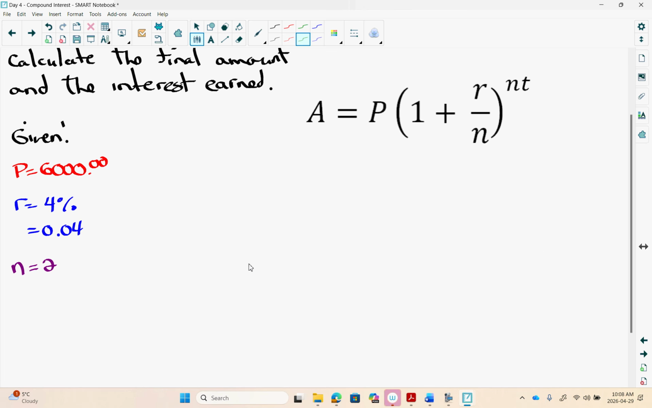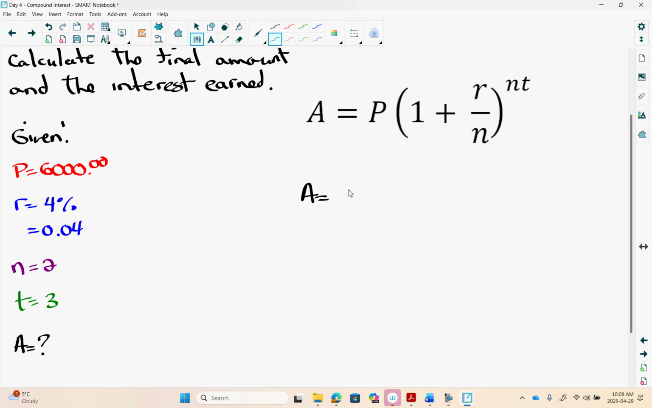What does the 3 represent? That's the time. And it's in years. So I don't have to divide by 12 like I do if it's in months, or divide by 365 like I do if it's in days. I want to know A. So let's find A. Fill this in.